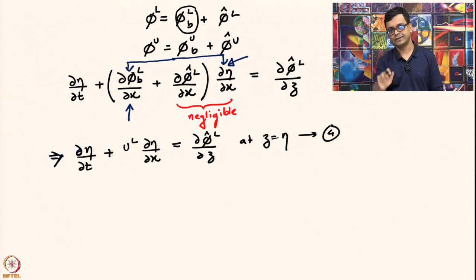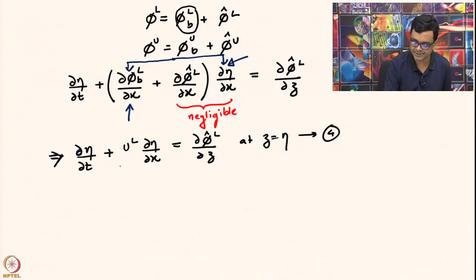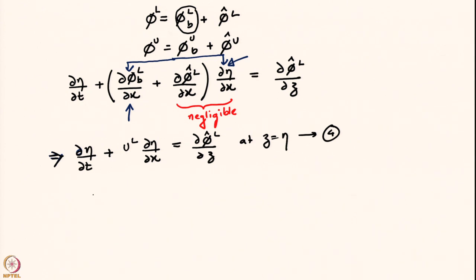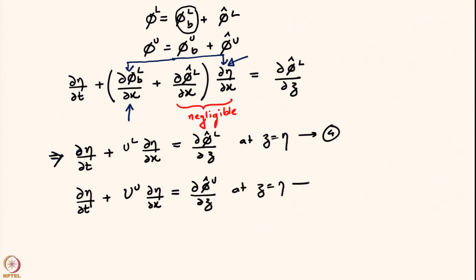We can approach the interface from above, in which case I will just have a similar equation with u l and phi hat l being replaced by the corresponding quantities for the fluid above. So, I will have another equation which is del eta by del t plus u u del eta by del x is equal to del phi hat u by del z at z is equal to eta. This is equation 5. So, these are my kinematic boundary conditions.